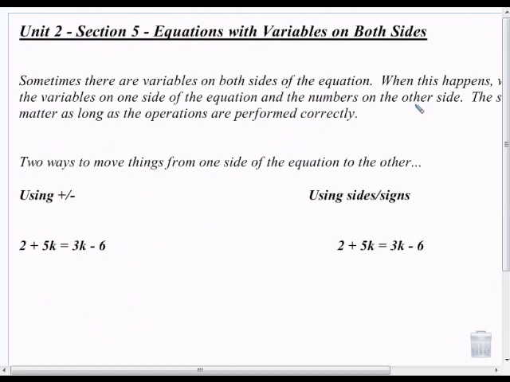And variables on both sides. Okay? When you have variables on both sides, you want all the variables on one side, all the numbers on the other. So you want either x equals or whatever letter it is, or something equals x. It doesn't matter which one, they're the same. Just so long as you have the variable by itself.